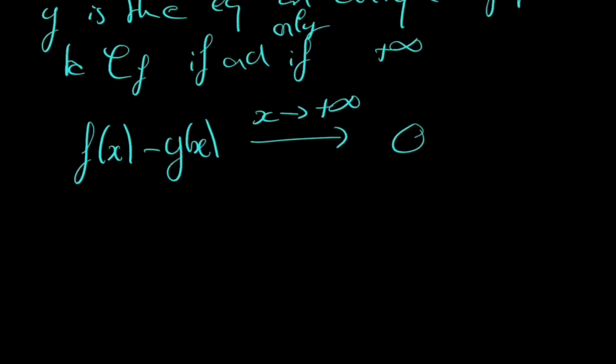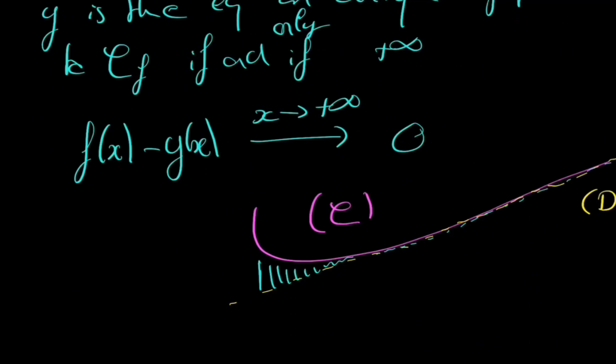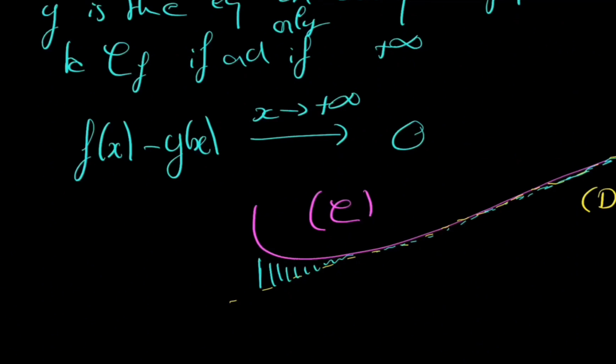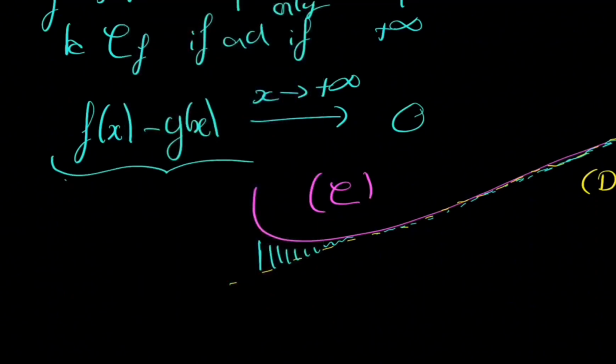What does it mean? It means that if we've got our function, our curve C of the function, and our asymptote here, let's call it D, we will have this thing that goes to 0 when x tends to plus infinity. So we've got something which has the behavior of a regular line in plus infinity. This is the thing to understand. So let's try to see if it works.